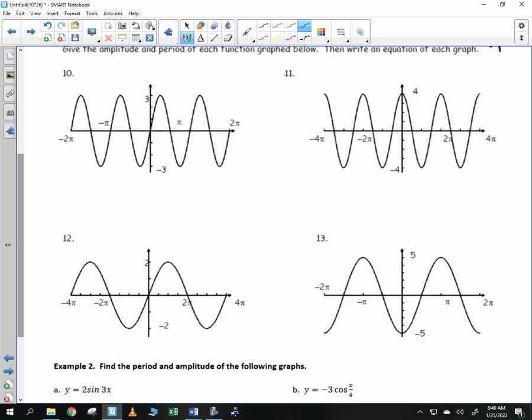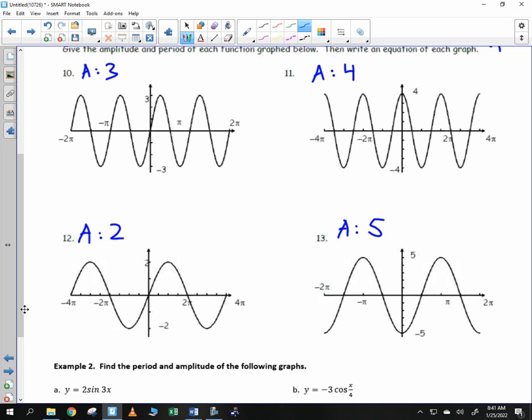If you look at a graph, you should be able to tell its period or amplitude as well. What is the amplitude here? 3. Amplitude here? 4. Amplitude here? 2. And amplitude here? 5.